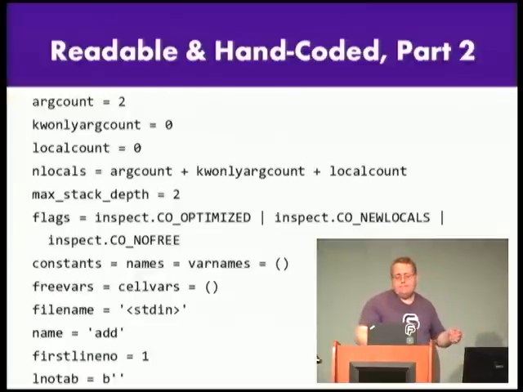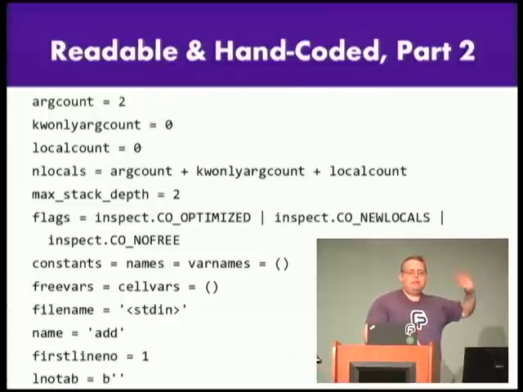I'm not sure. CO_NOFREE means this is a function that doesn't use free variables or cell variables, which means that Python gets to skip some calculations inside. It's just an optimization hit. It makes it go a little faster.